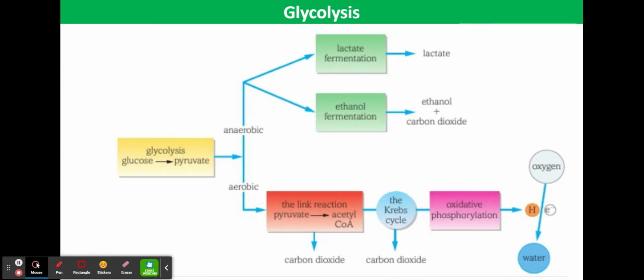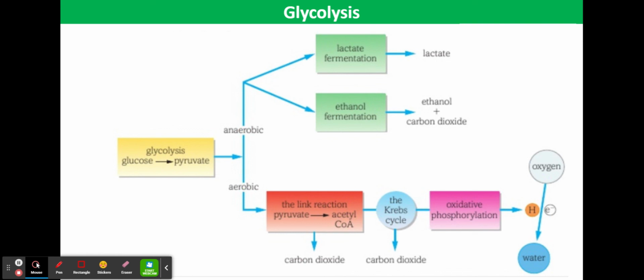So respiration of glucose has 4 stages. Firstly, glycolysis, which is what we've been focusing on in this video tutorial. Next, there's the link reaction, followed by the Krebs cycle and oxidative phosphorylation. The last 3 stages only take place under aerobic conditions. Under aerobic conditions, the pyruvate molecules from glycolysis are actively transported into the mitochondria for the link reaction.